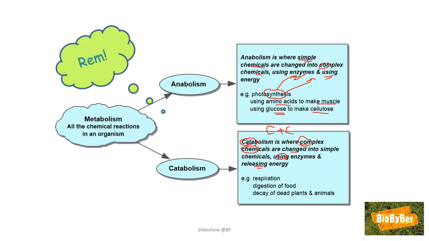Examples of catabolic reactions are respiration, where glucose is broken down to release energy from food, and you are making the simple chemicals, carbon dioxide and water. So you can see clearly how respiration illustrates a catabolic reaction.